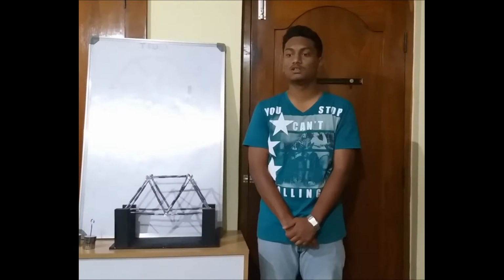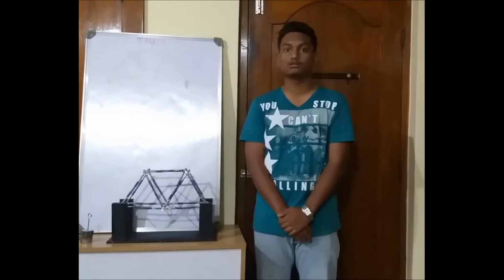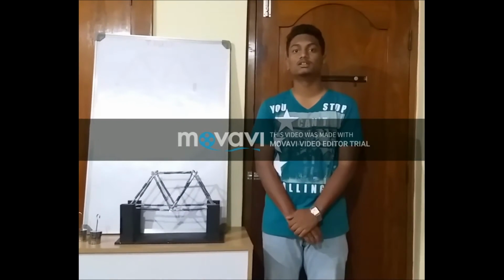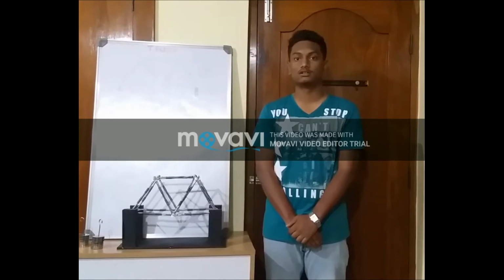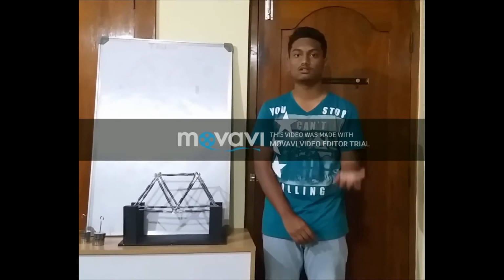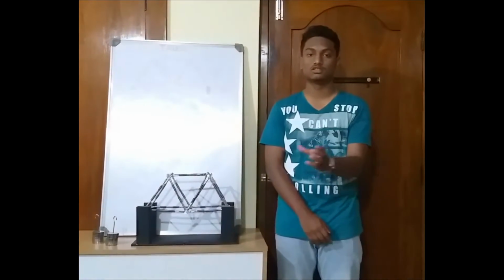The next one is the Pratt truss. It is made up of vertical and diagonal columns. The vertical columns are responsible for the compression, and the diagonal columns are responsible for the action taken against the tension applied on the system of truss.